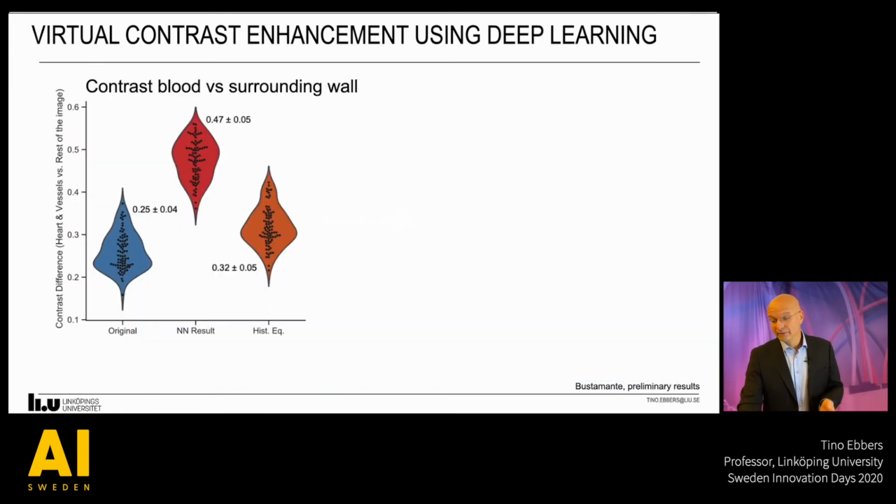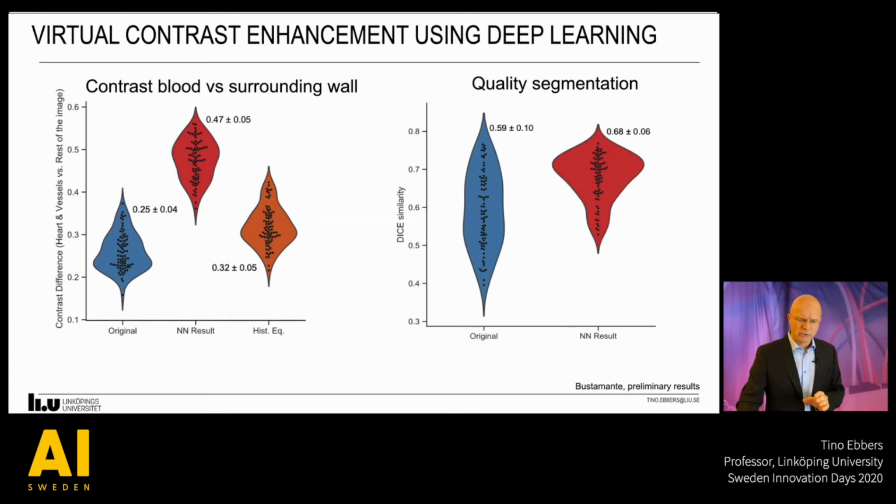Of course, the images look nice, but you want to evaluate it as well. So what we did is really look, is the contrast better? And in red you see here that you have a much better contrast between blood and surrounding, which we already could appreciate from the images. But it's also very useful because if we use these images now for the segmentation, then we suddenly see that we get a much better quality. We get much better segmentations of these images.